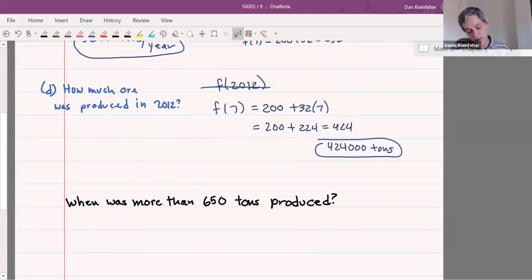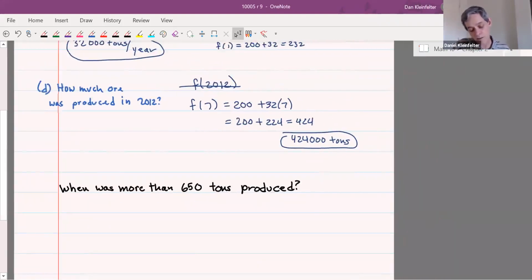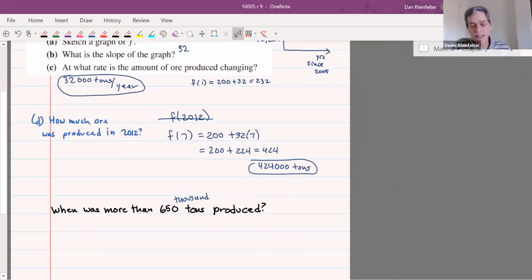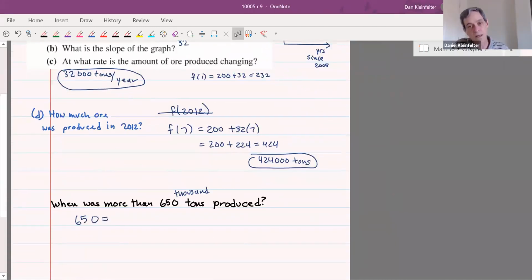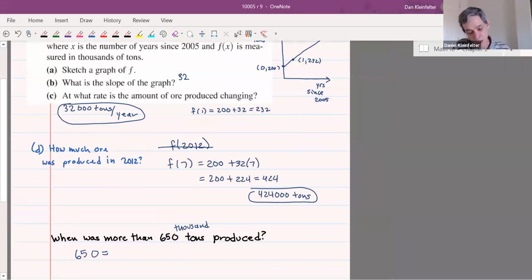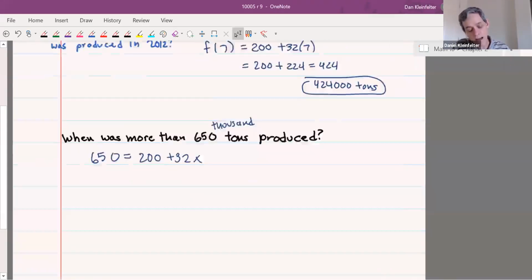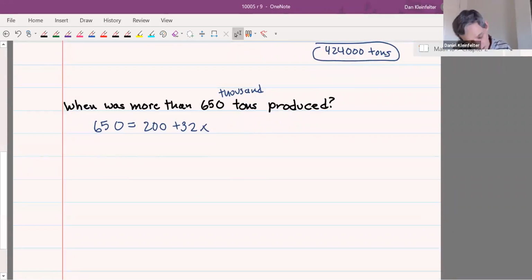All right, so then one more question. We want to know when there were more than 650,000 tons produced. So this one, we're not going to substitute 650 into the function. We want to know what value of t, or what year, will correspond to an output of 650. So the function was 200 plus 32x. And so we're going to work backward to find out the year. So let's do that.